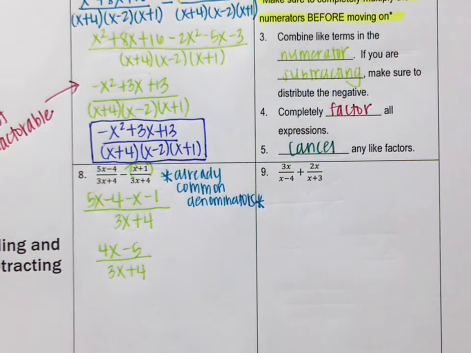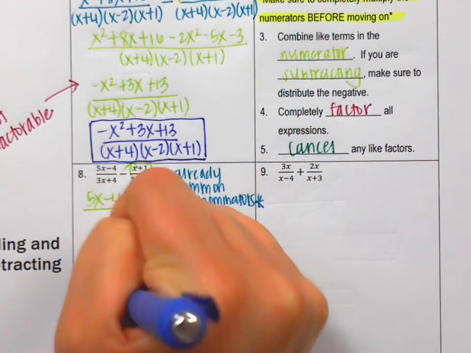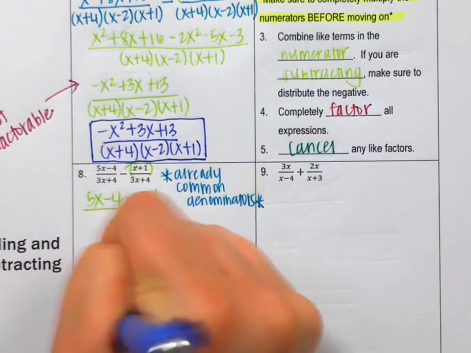And then my next step, completely factor all expressions. Can I factor 4x minus 5? Nope. Can I factor 3x plus 4? Nope. That's my final answer. Nothing I can cancel. Nothing I can do. That's it.